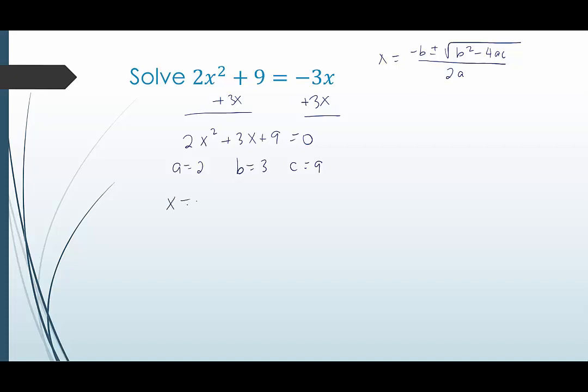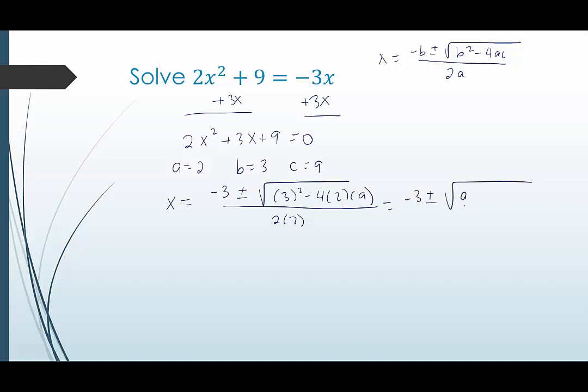We get x equals the inverse of b, which is negative 3, plus or minus the square root of 3 squared minus 4 times a times c, all divided by 2 times a. Let's clean up what we can clean up. So that's negative 3 plus or minus the square root of 9 minus 4 times 2 is 8, times 9 is 72, all divided by 4. So then we'll have negative 3 plus or minus the square root of negative 63 divided by 4.